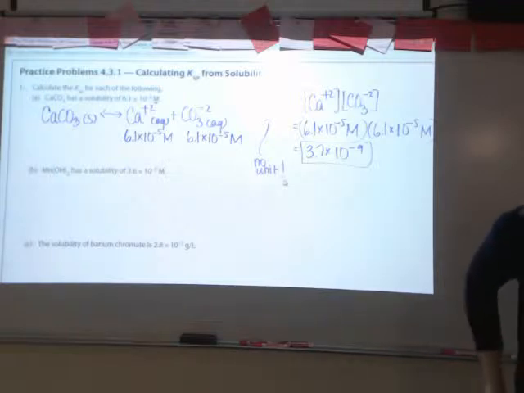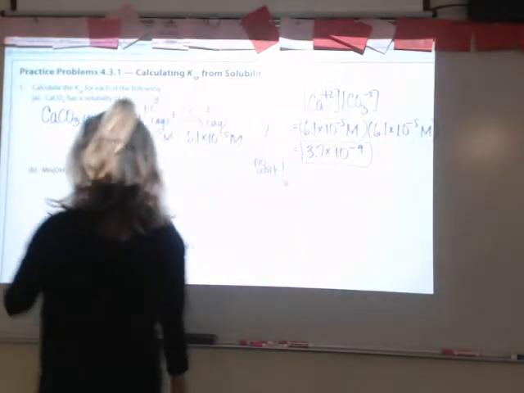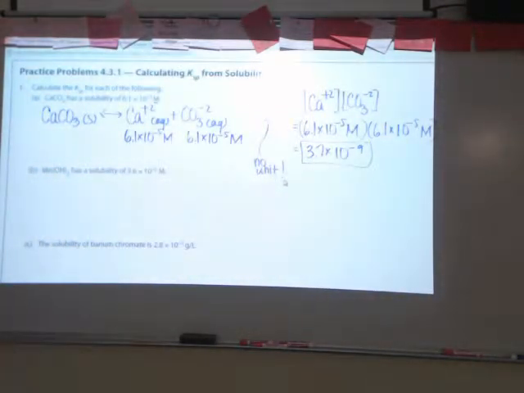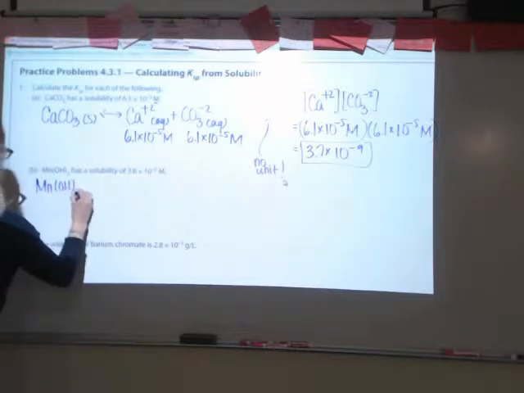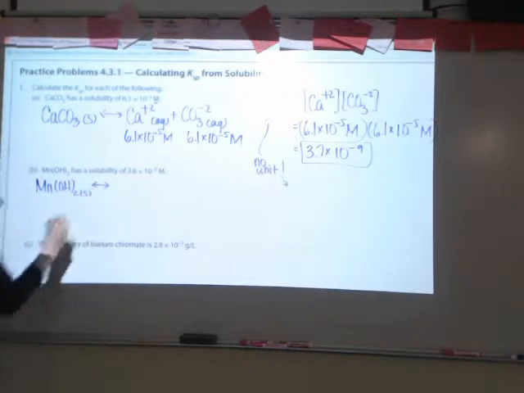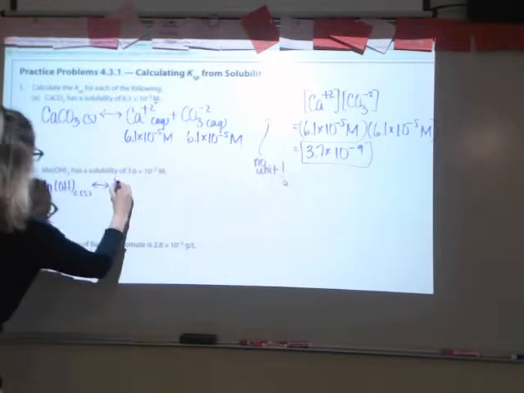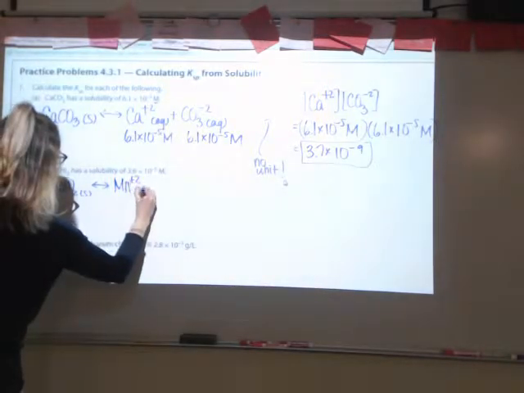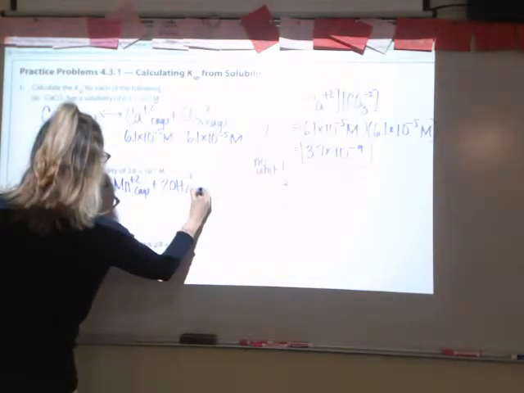Straightforward? Yeah? All right, I want to do another example with you where we've got more than one ion, where we have a coefficient, just as a practice problem, okay? So let's take a look here at manganese 2 hydroxide. If I write manganese 2 hydroxide in ion form, what do I have? Mn plus 2 and 2 OH minus 1s. Okay.